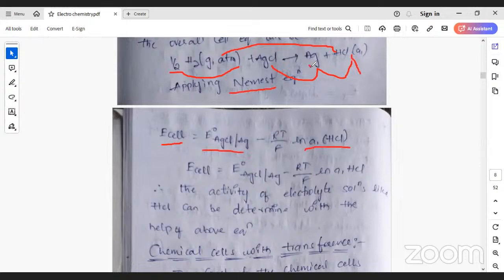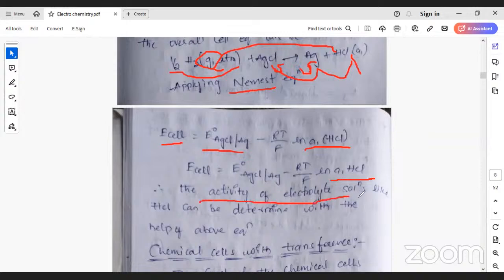Ag is a solid. No need to consider activities for solids because it is unity. AgCl is a solid, therefore this is also unity. H2 is a gas, therefore this is also unity. Means only one parameter in the products, that is the activity of HCl. Therefore, E cell is equal to E naught of AgCl by Ag minus RT by F ln activity of HCl.